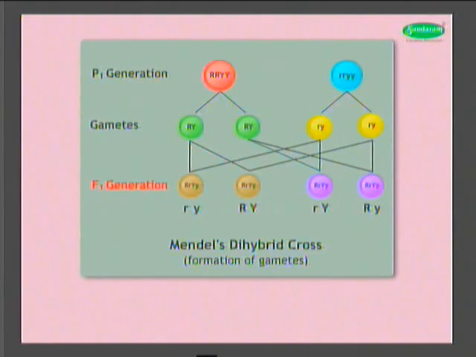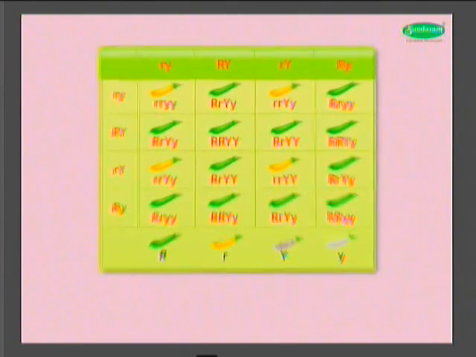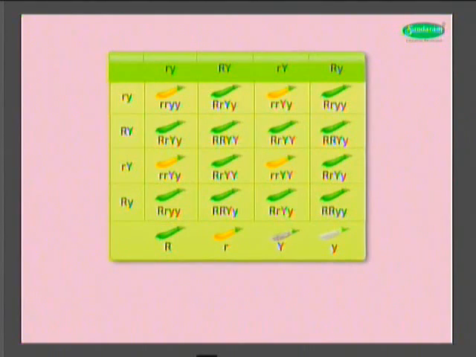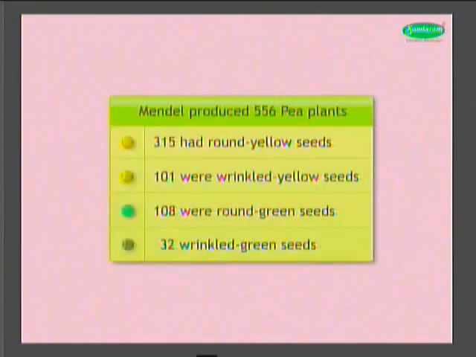When F1 generation plants undergo self-pollination, they give rise to the second filial generation, F2. The 4 types of male gametes and the 4 types of female gametes give rise to 16 mating combinations, which are shown in the Punnett square or checkerboard diagram. The male gametes are arranged on the top of the board and the female gametes on the side. It should be noted that the proportions of different types of F2 individuals are represented on the Punnett square and not their actual numbers.